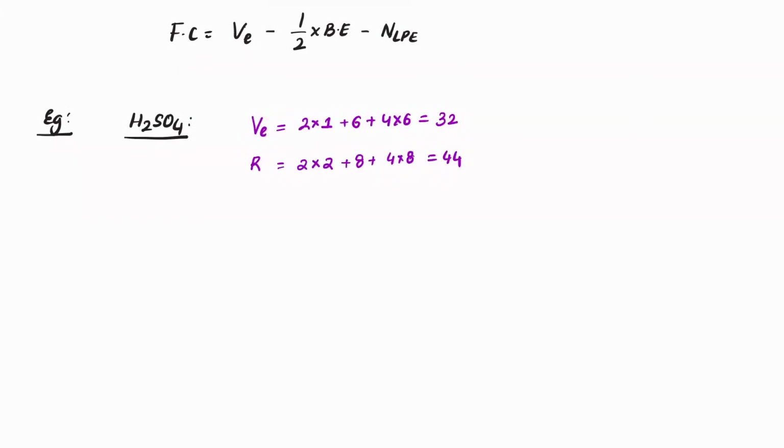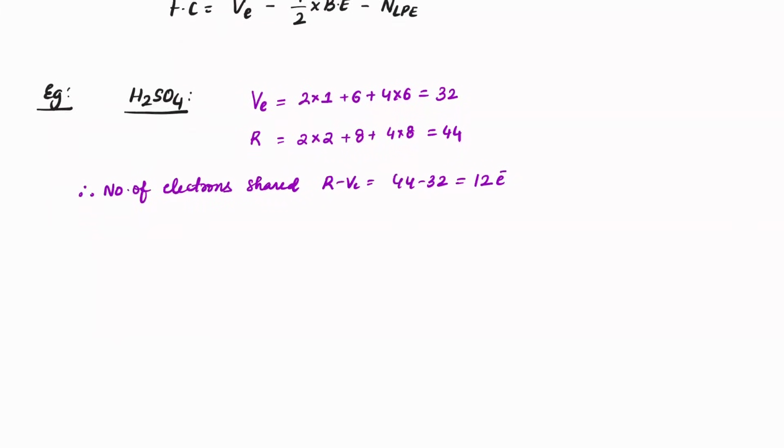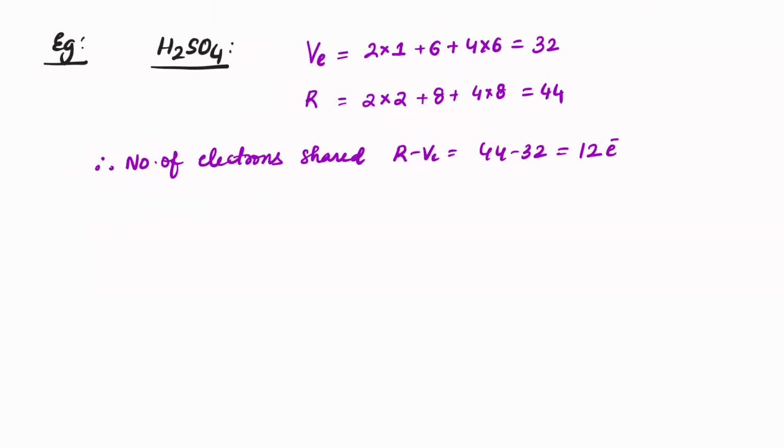So that makes the electron sharing possible. Therefore, the number of electrons shared will be R minus V, which is equal to 44 minus 32. That makes it 12. 12 electrons are shared, everybody. And because we got a number as 12, we can also figure out how many unshared electrons are present.